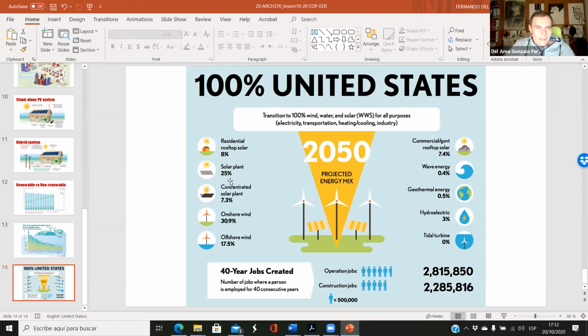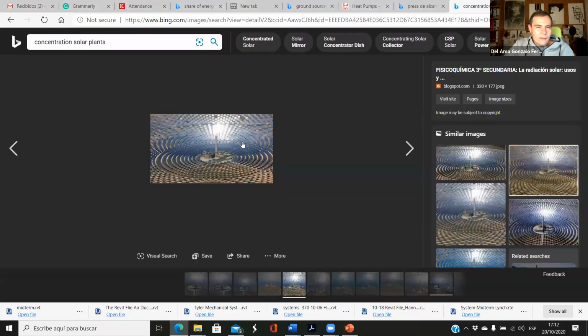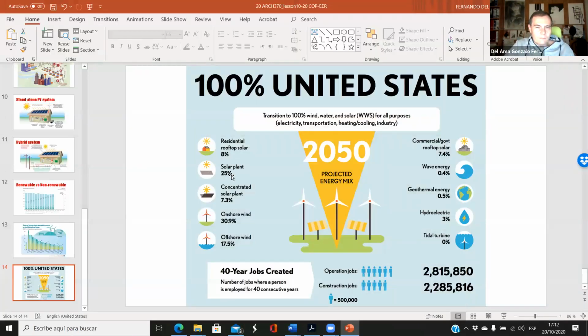25%. Okay, solar plants, these can be solar concentration or can be PV panels. 25%. Well, it depends. I don't know. Well, here we have, I think, this is only for PV because they have this concentrated solar plant. So it's 7.3. Okay, so I think this is PV, photovoltaic panels, and this is the concentrated solar plant. So it's more than 30% solar. Well, I don't know. I think this is too optimistic.